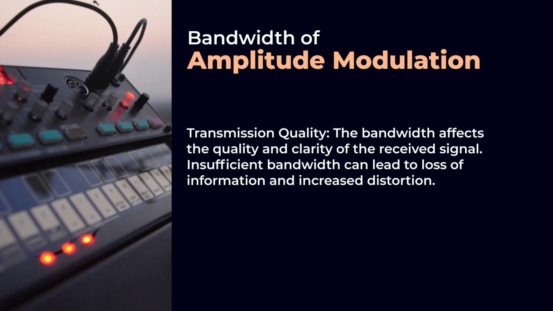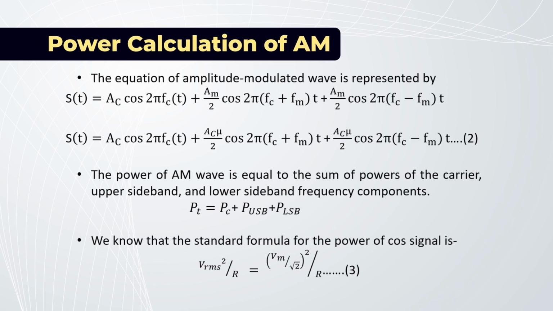And the third one is transmission quality. The bandwidth affects the quality and clarity of the received signal. Insufficient bandwidth can lead to the loss of information and increased distortion. Now, we will see the power calculation of the AM wave.